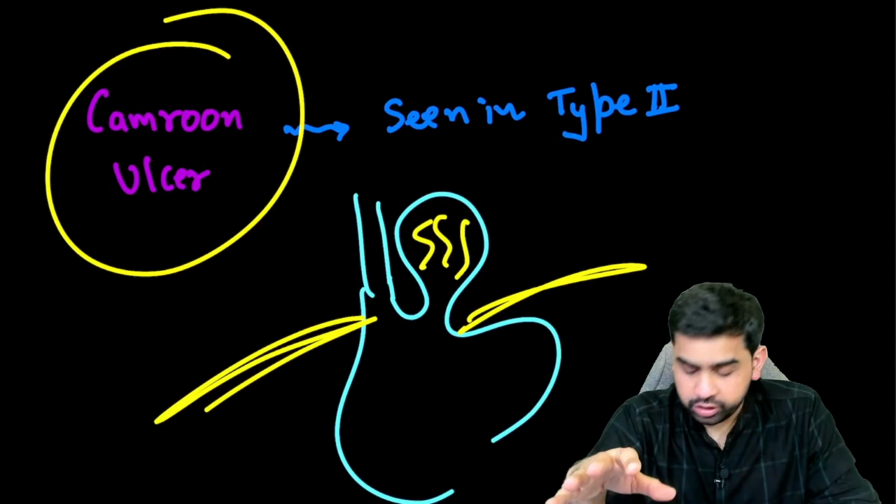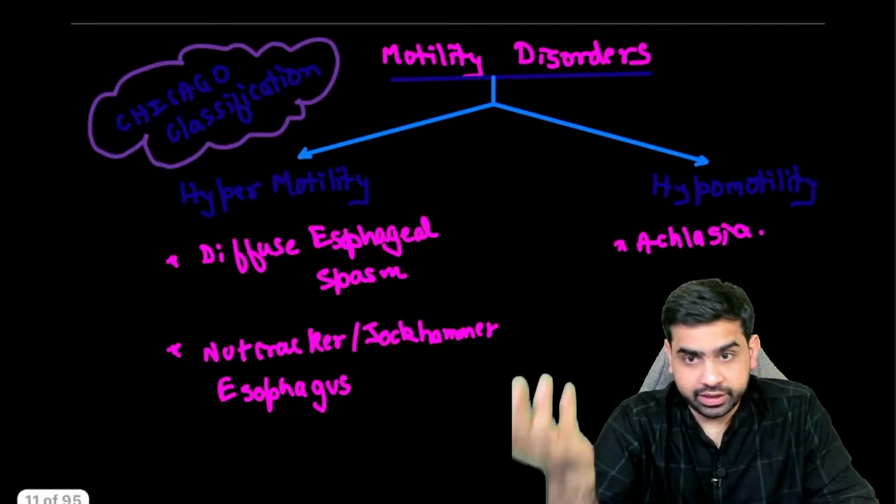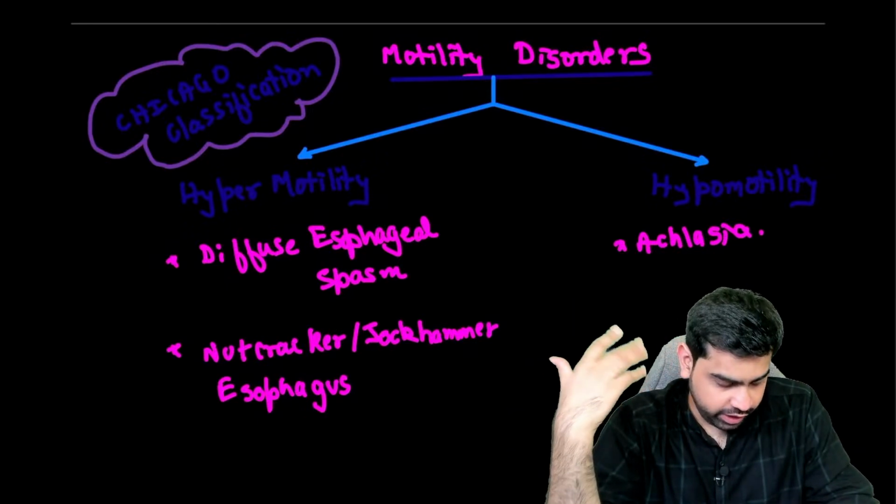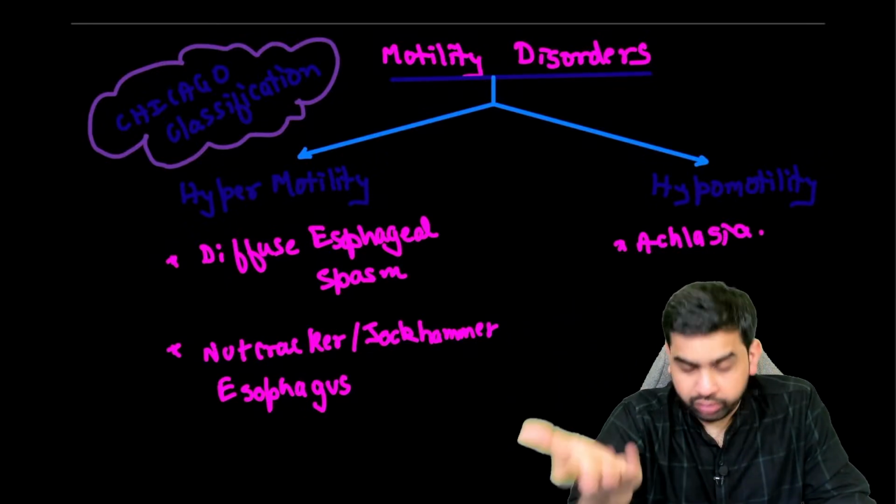But in the type 1 hiatus hernia, you can try conservative management. If it helps, it's fine. If it doesn't, then you have to go ahead and perform a fundoplication.